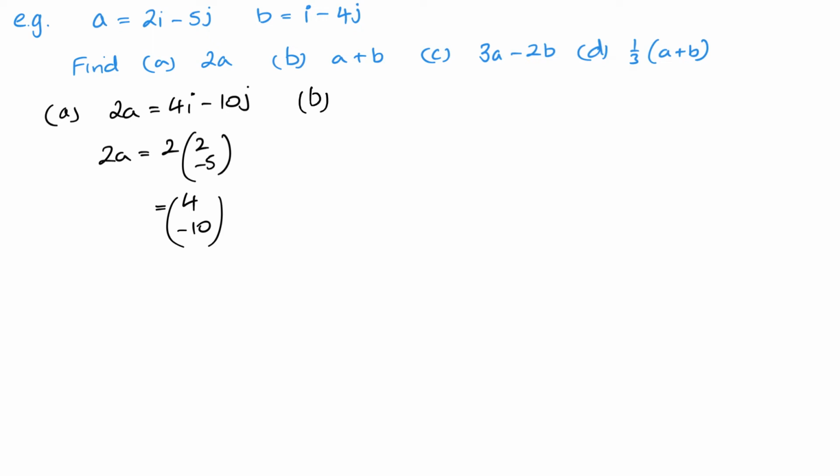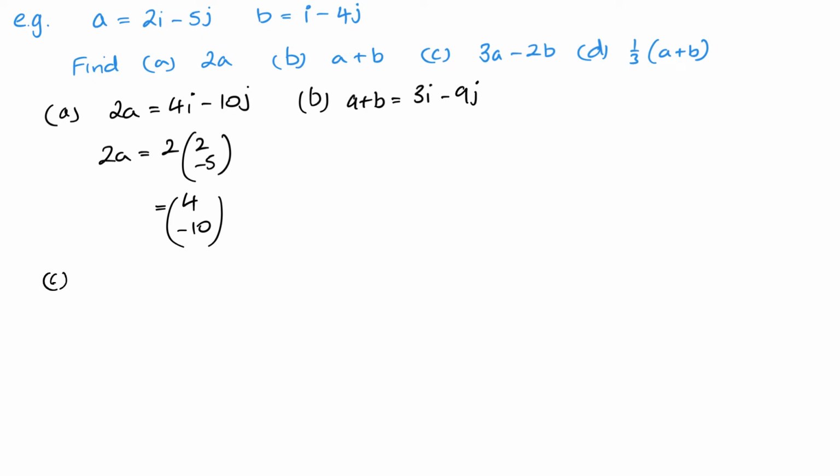Right, let's have a look at b. We've got a plus b. So I want to add my i's. So you can see here 2i plus i is 3i. And then our j's, minus 5 plus minus 4 is minus 9j.